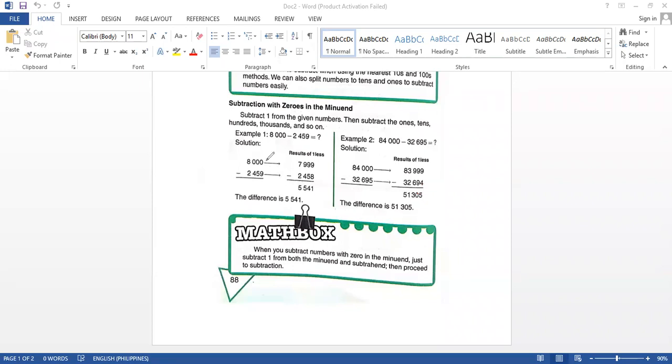Okay, again, subtraction with zeros in the minuend. Okay, this is the minuend, and this is the subtrahend. Remember, we're going to subtract 1 from each of them so that you can subtract numbers easily. So you're not going to use subtraction with regrouping, or borrowing. Okay, so when you subtract numbers with zeros in the minuend, just subtract 1 from both minuend and subtrahend, then proceed to subtraction. So that is easy. So remember those methods in subtracting numbers mentally.